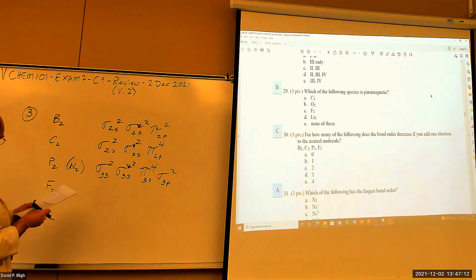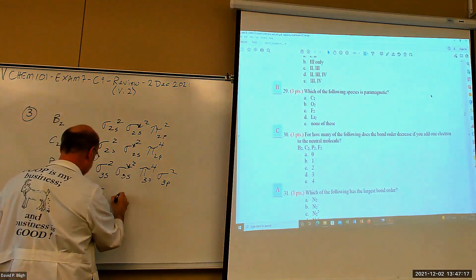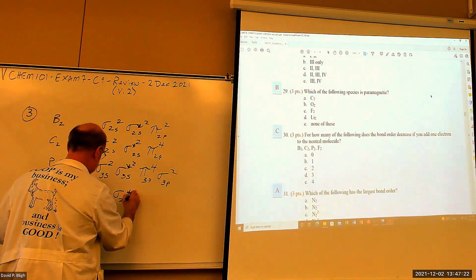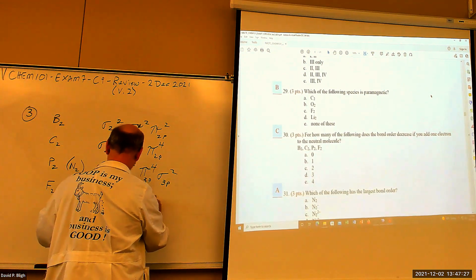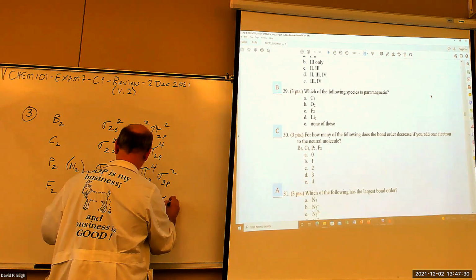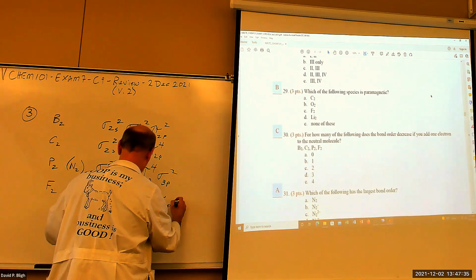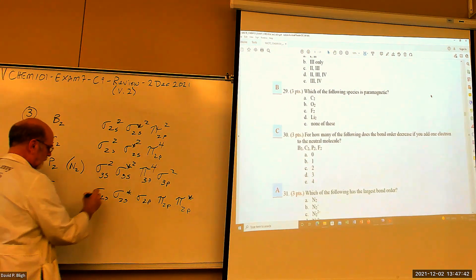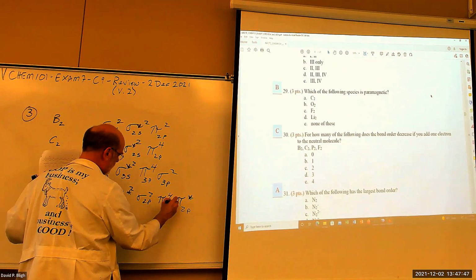And fluorine. Okay, so fluorine is going to be sigma 2s, sigma star 2s, sigma 2p, pi 2p. Let's see, how many do we need for this? We need pi star. There we go. Fluorine has 14 valence electrons. 2, 4, 6, 10.